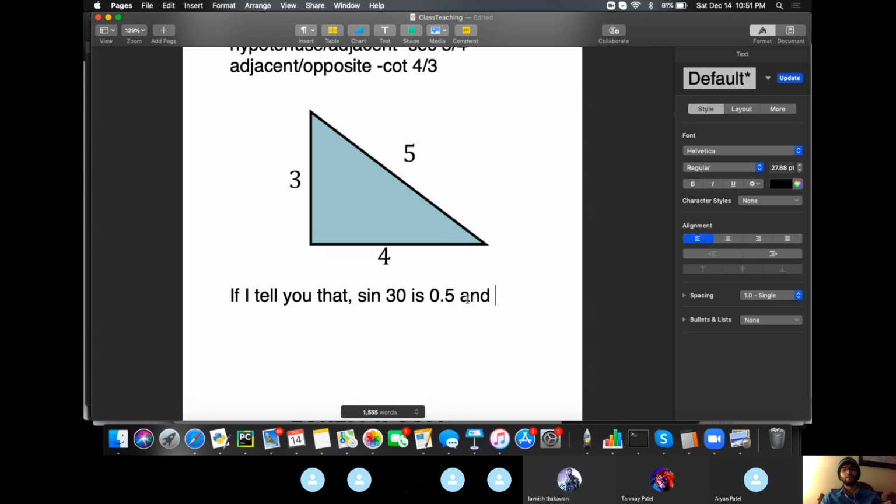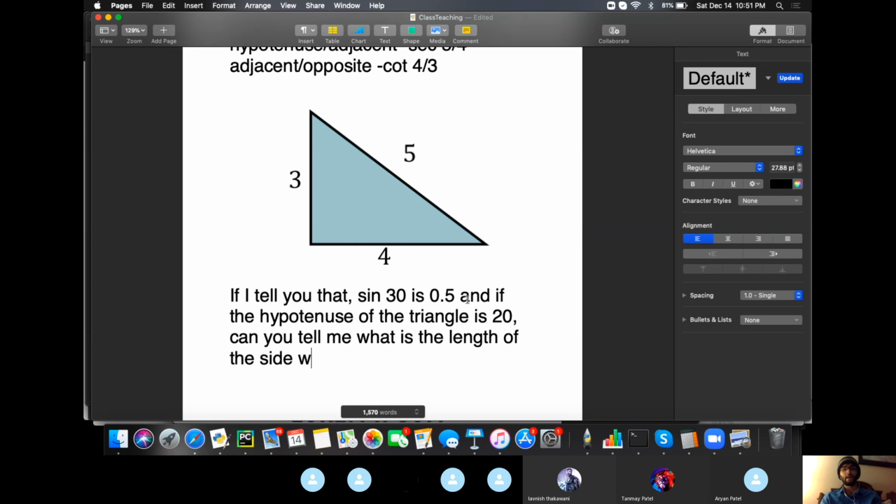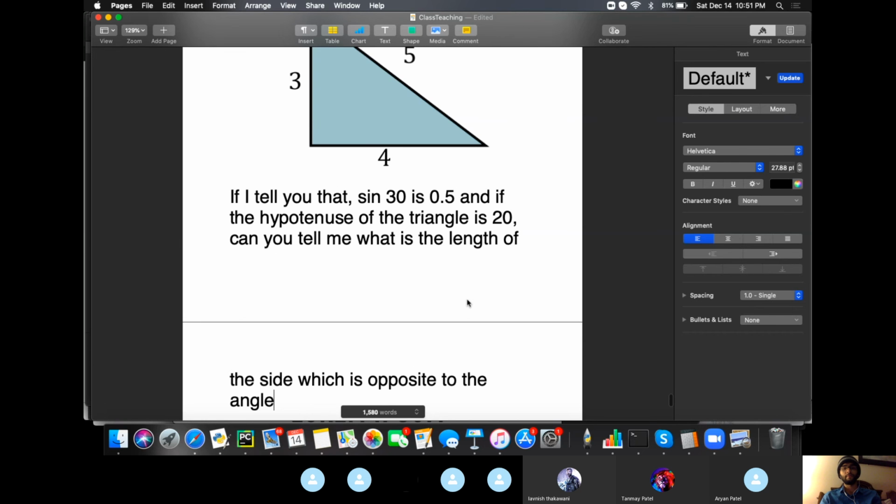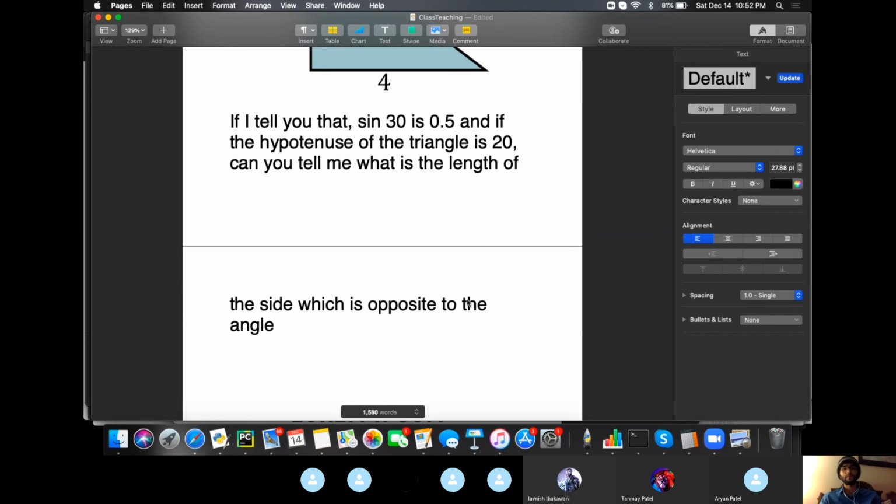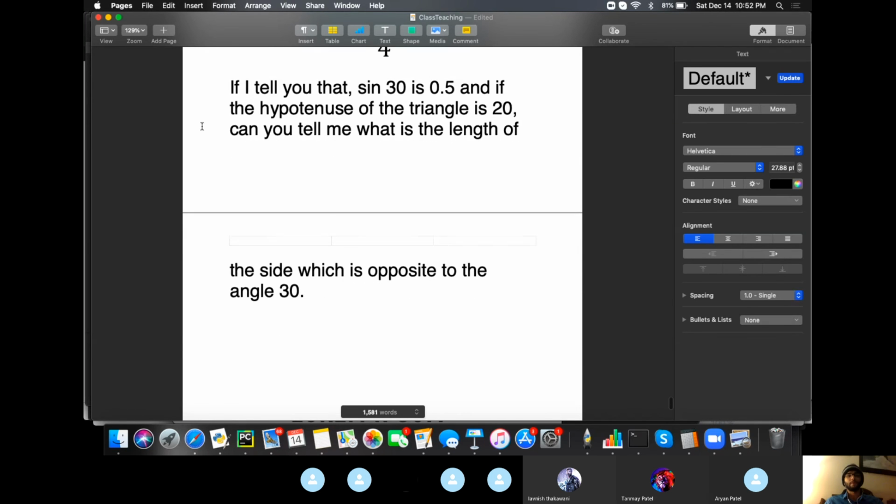and if the hypotenuse of the triangle is 20, can you tell me what is the length of the side which is opposite to the angle 30? So let me first explain what is happening in this problem.